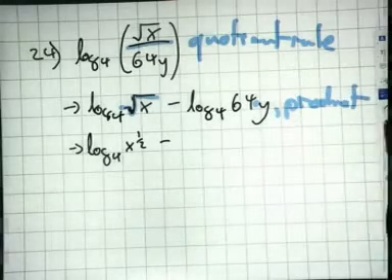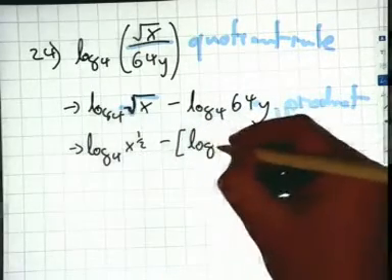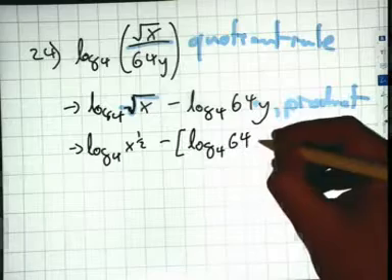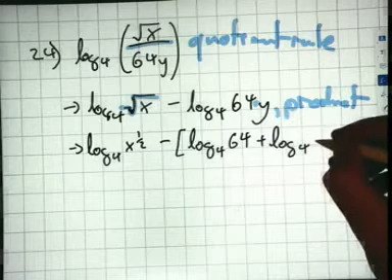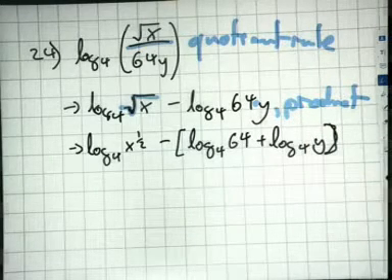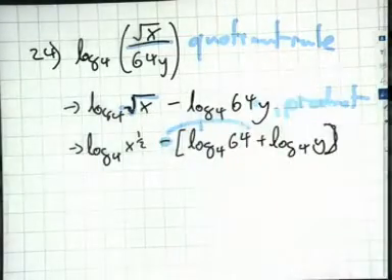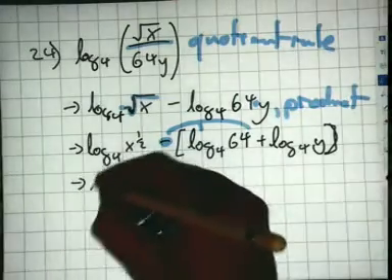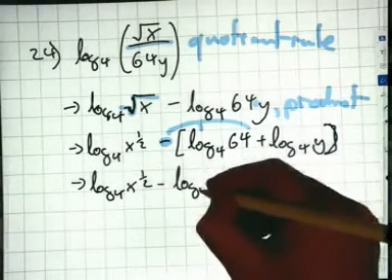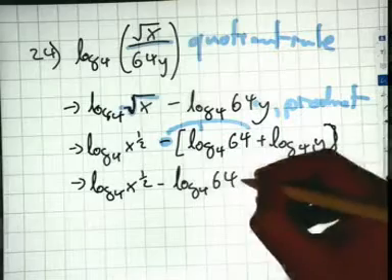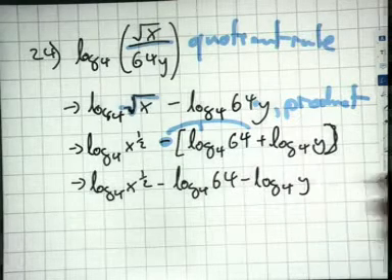And make sure that when you think about this, think about how that minus sign is going to distribute. Oftentimes I'll start off by putting it in a set of brackets or another set of parentheses. Then that minus sign is going to distribute to those two terms, giving us the log base 4 of x to the 1 half minus the log base 4 of 64 minus the log base 4 of y.